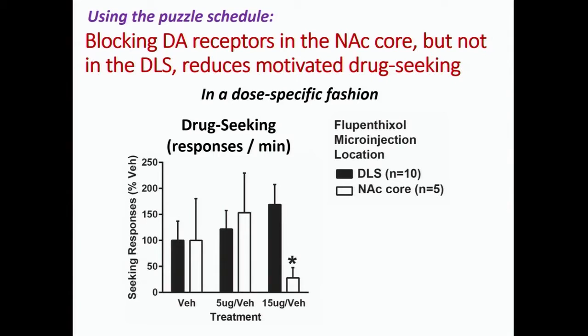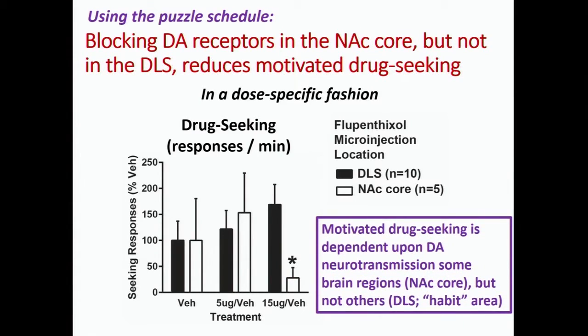So here we're comparing injections into those two brain regions, and we're comparing different doses of the drug. And the important thing is that there's no real effect. If anything, there's a bit of an increase in drug seeking after injecting into the dorsolateral striatum. But at this highest dose of the drug, we're actually blocking drug seeking in the ventral striatum.